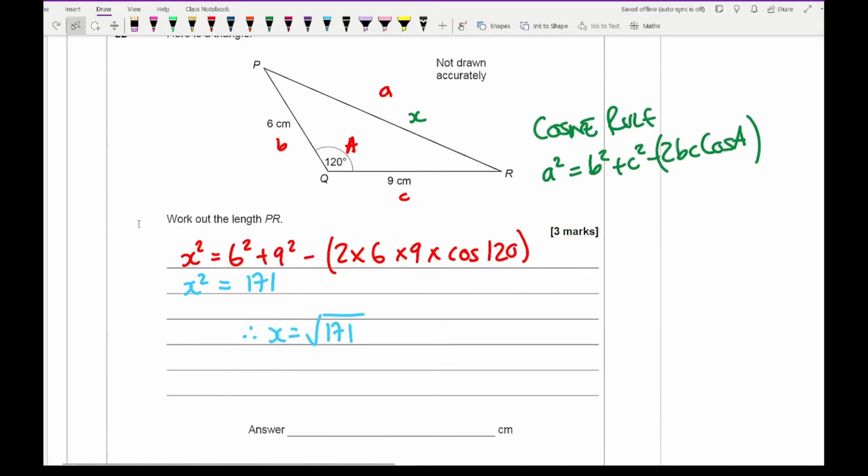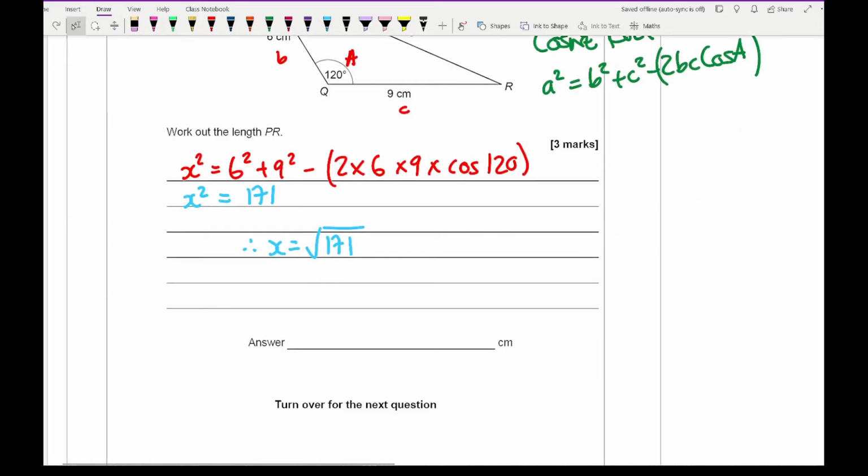Now it doesn't tell me how I want the answer written, so I can leave my answer as root 171, or I could simplify it as 3 root 19, or I could write it as a decimal, which is about 13.1, and that's to 1 decimal place.